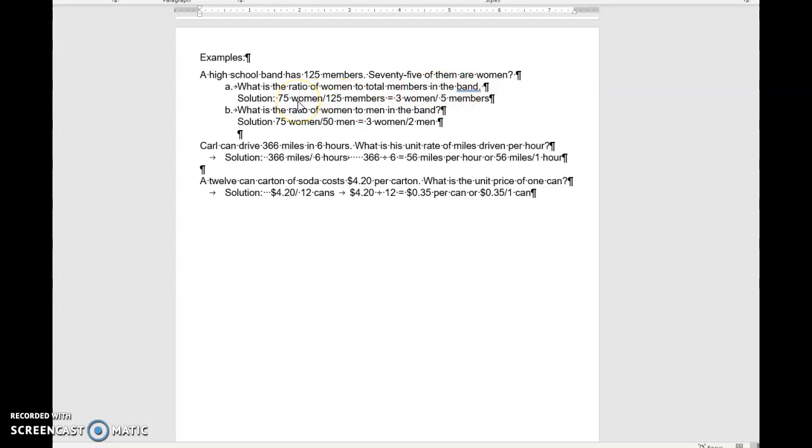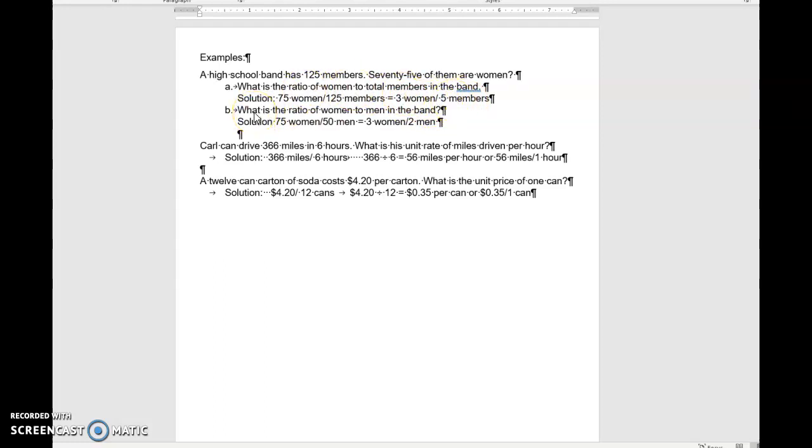Well, we know there's 75 women, and there's 125 members. So the ratio of women to total members is 75 over 125. And when we reduce that, just like we would a fraction, I'm going to divide the top and the bottom by 25. I get 3 women to 5 members. This will be my ratio. It's not a unit rate because there's not a 1 on the bottom. It's not a unit price because we don't have anything else. It is just a ratio or a rate.